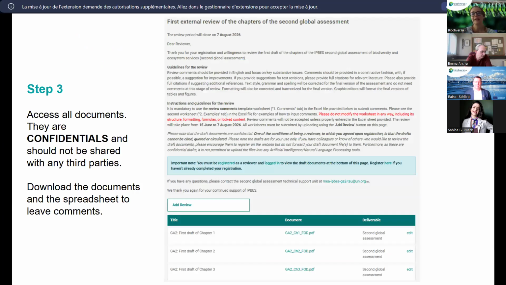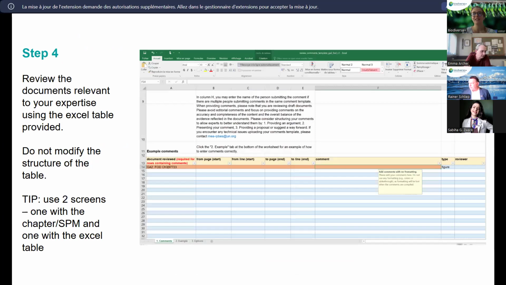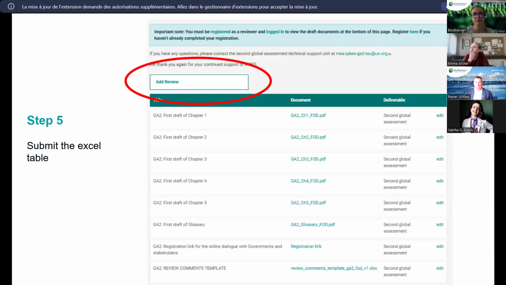Then you can access this page, which again tells you a bit how it works. You can download all the chapters on your computer and the associated spreadsheet. It looks like this. This is just an Excel table. You should not modify the structure of the table, because when you submit it, it goes through an automatic system, so if you modify it, your comments will not be taken into account. A little tip is to use two screens, the assessment on one side and the Excel sheet on the other. When you're done, you upload everything with that button.